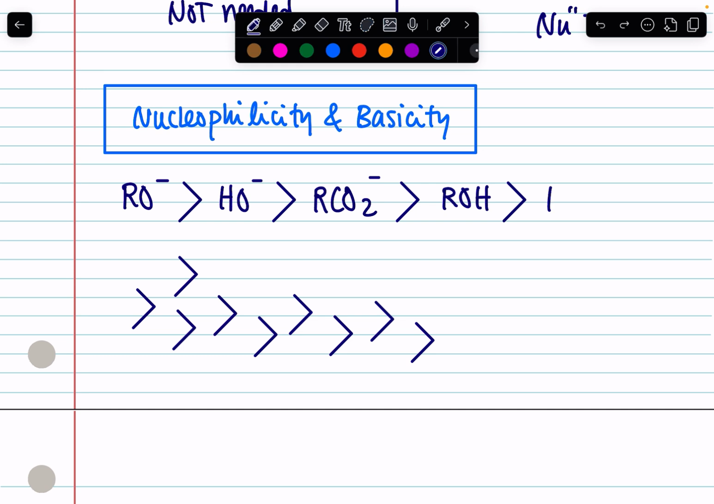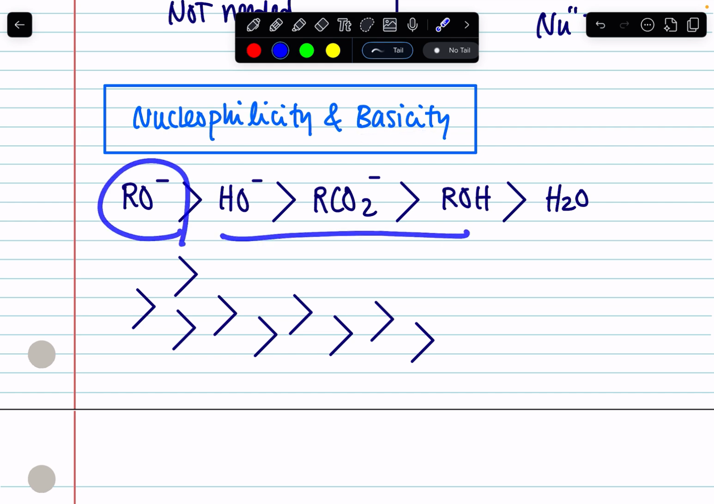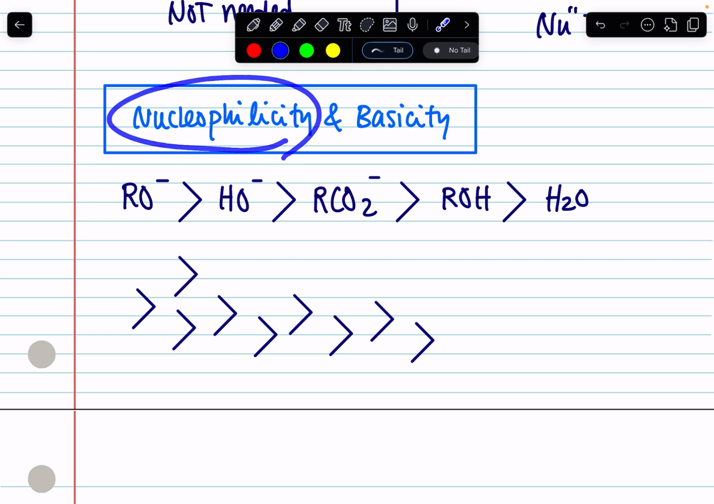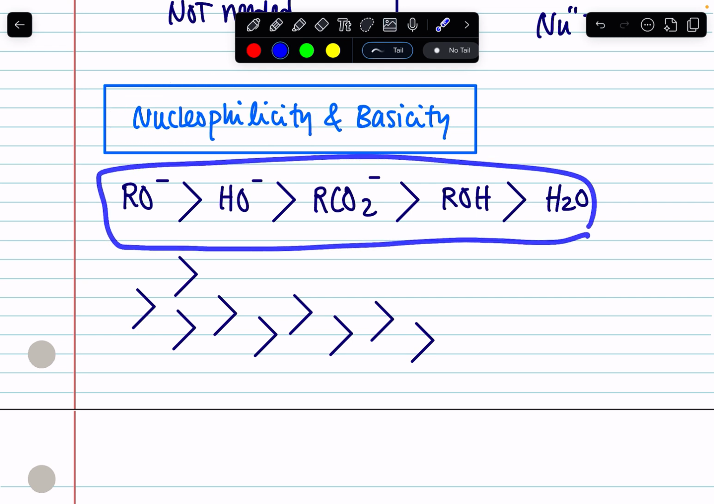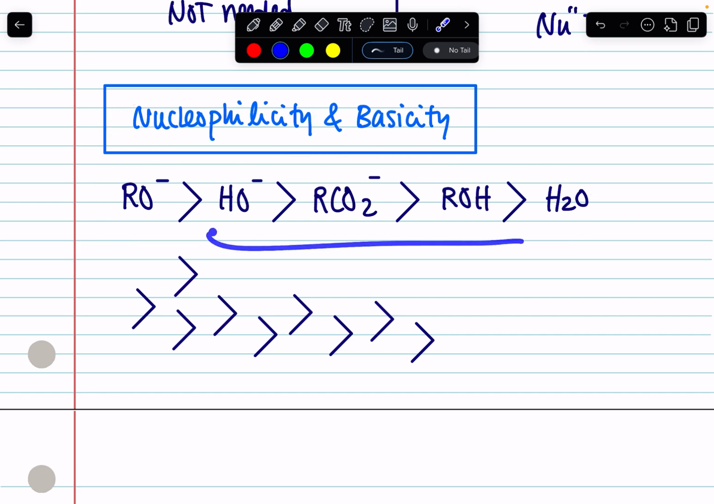What this chart shows you, guys, is that if you look at this trend, you are assessing nucleophilicity based on the basic tendency of the compound. If somebody asks you who is the stronger base, you would say RO minus, and in this case, it would make RO minus the strongest nucleophile. In other words, the trend in basicity matches the trend in nucleophilicity here. So again, the guys on the left are stronger bases and stronger nucleophiles compared to the ones on the right.